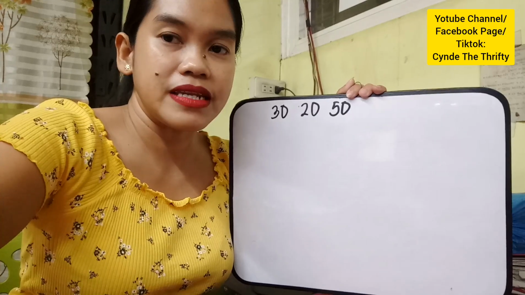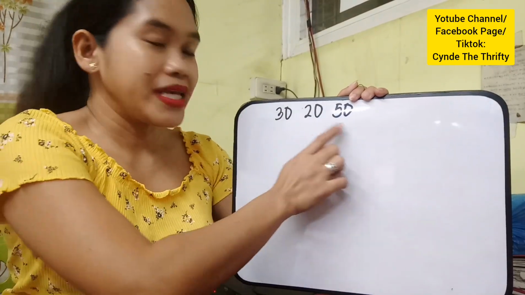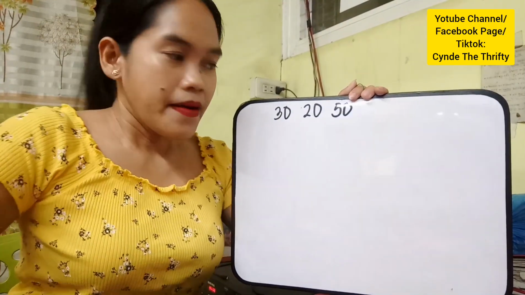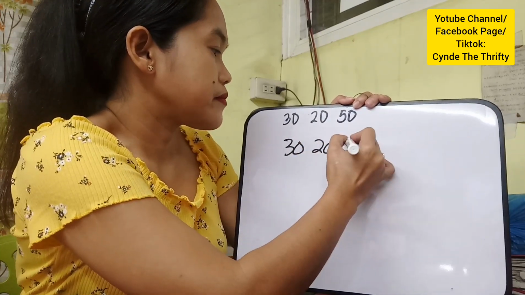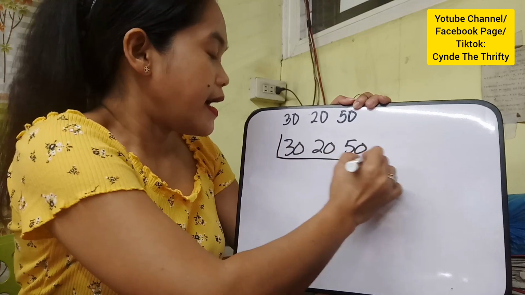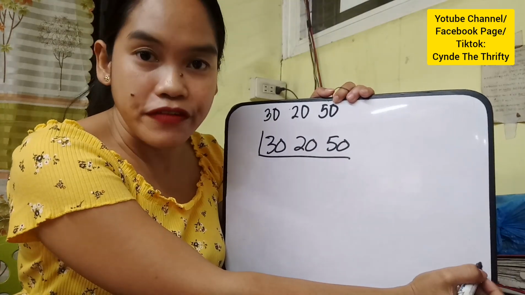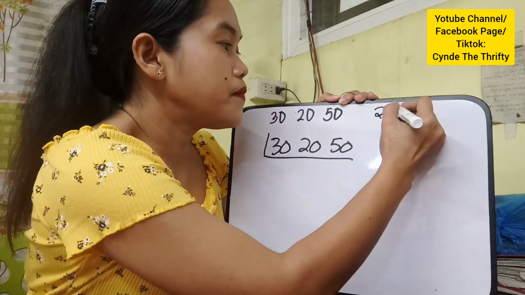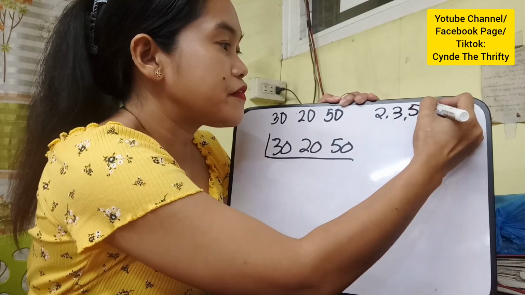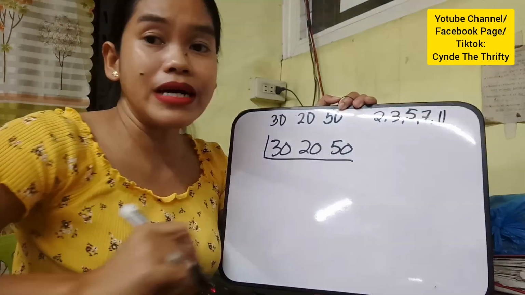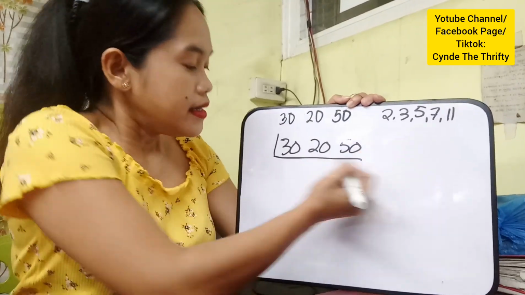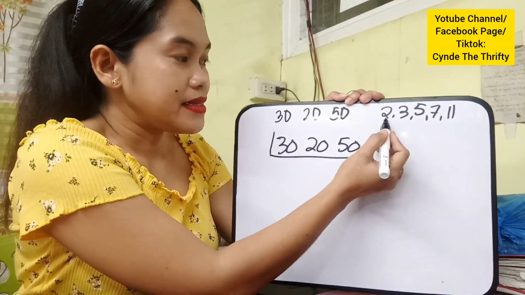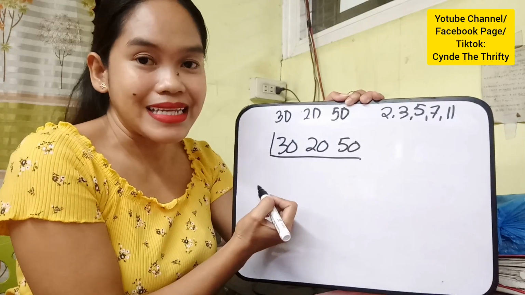So, meron tayong given dito na numbers, 30, 20, and 50. So, tatlo na siya. So, isusulat natin siya into letter L. Ayan. At isusulat natin ang ating first 5 prime numbers. So, si 2, 3, 5, 7, and 11. So, huwag niyong kalilimutan yung prime number natin. Ayan. So, ang uunahin natin is i-divide natin si 2 kasi divisible siya sa tatlong given natin.